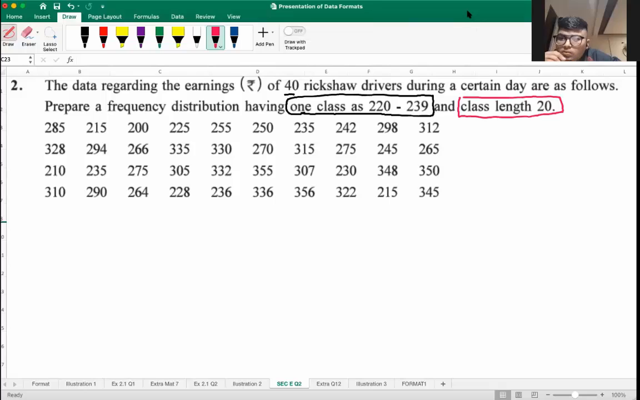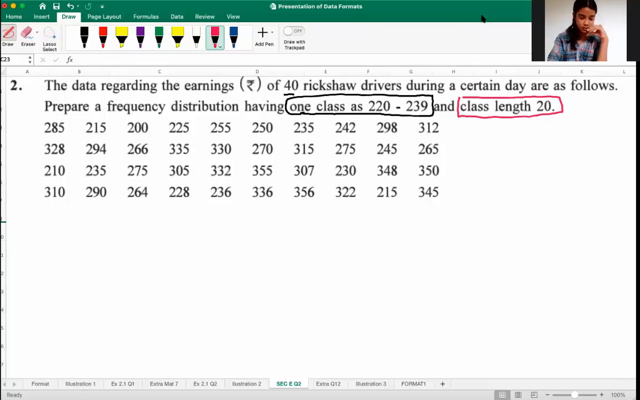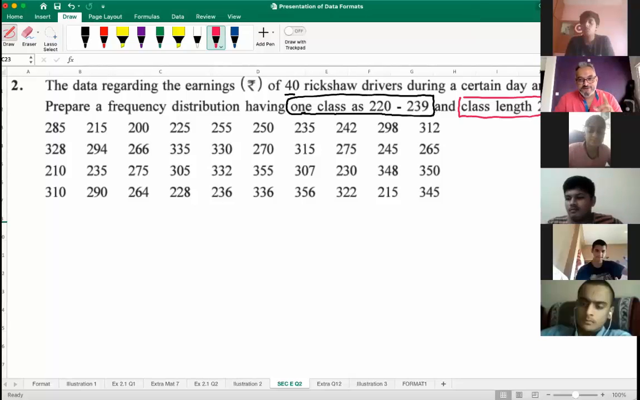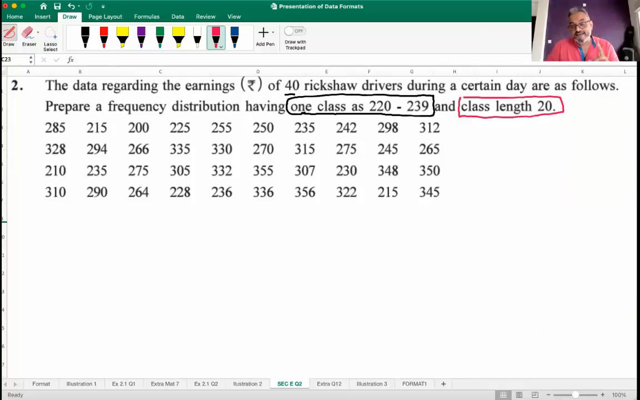Inclusive. Okay, let me do it. Inclusive. Is it inclusive or exclusive? Inclusive. Great. Does anyone feel this is exclusive? No one does. Very good, you understood. Why is it inclusive? Because 20 is the class length and 239 minus 220 is 19. So we include 220 also, we include 239 also. So very good.